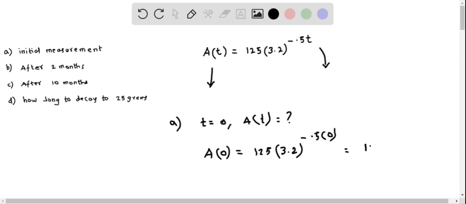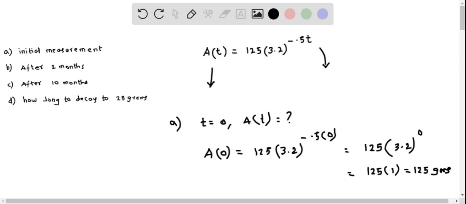And we can simplify this. This equals 125 times 3.2 raised to the power of 0, and a number raised to the power of 0 equals 1. So this becomes 125 times 1, which is 125, and should be in grams. So at initial measurement, there is about 125 grams of radioactive material.